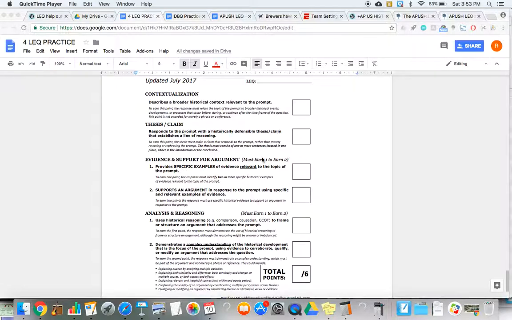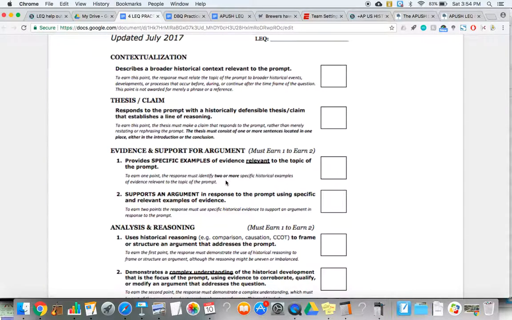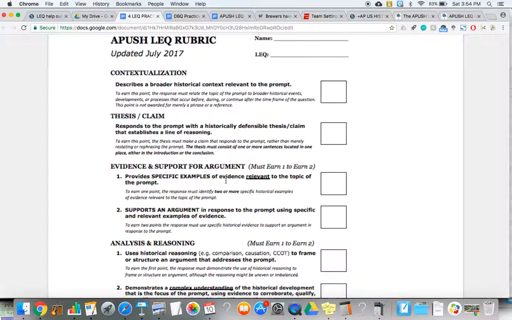So the point here is to provide specific examples of evidence that is relevant to the topic of the prompt. To earn this point, the response must identify 2 or more specific examples of evidence that is relevant to the topic of the prompt. And again, AP does not mean advanced placement, it means answer the prompt. I've seen some lazy thesis statements lately that hint at the prompt but don't answer anything. Make sure it's a defensible claim, and we'll be golden.